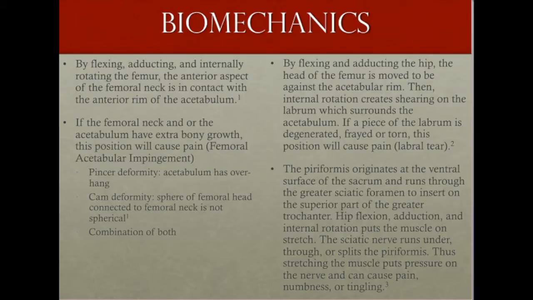Lastly, since the piriformis originates at the ventral surface of the sacrum and runs through the greater sciatic notch to insert on the superior part of the greater trochanter, hip flexion, adduction, and internal rotation puts the muscle on stretch. The sciatic nerve runs under, through, or splits the piriformis. Thus, stretching the muscle puts pressure on the nerve and can cause pain, numbness, or tingling.